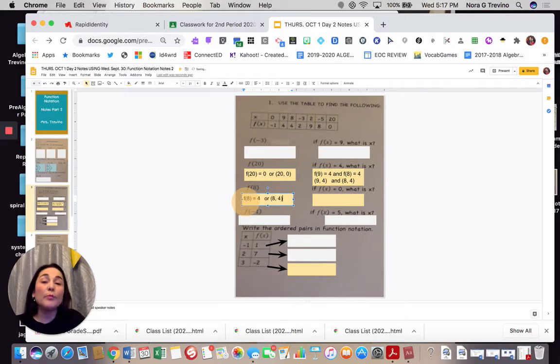And yes, you have to put both. Okay, be comfortable seeing it both ways. It's the same thing, once written the way we are used to seeing it since the 4th grade, 8, 4. One is in function notation. It's how we write ordered pairs in algebra. Okay? All right.